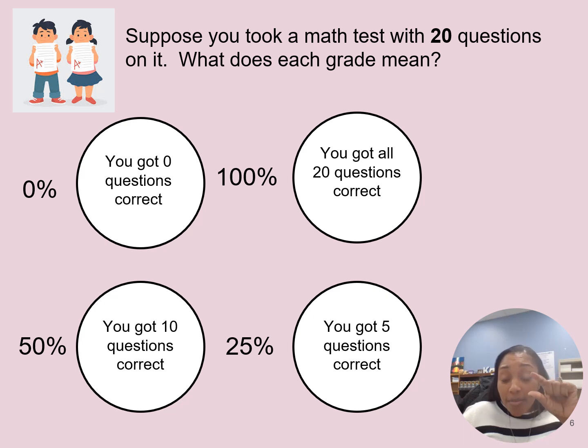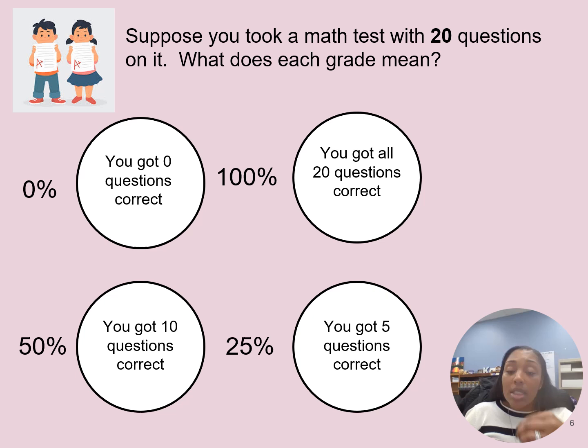And then 25% means you have an even smaller piece. And so the closer you get to 100, the closer you're getting to all. And the closer you get to 0, the closer you're getting to none. And so if I take a test and I got a 90%, then that means I got almost all the questions correct. But if I take a test and I only got a 10%, that means I only got a small piece of the questions correct. And so percentages are a portion or a part or a piece.